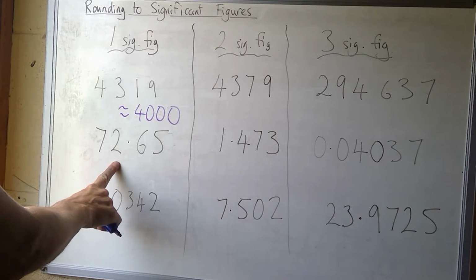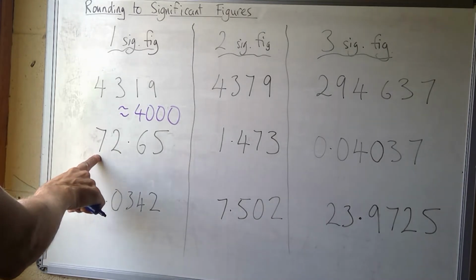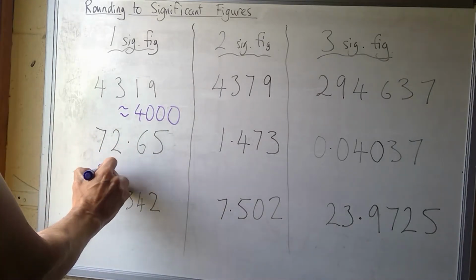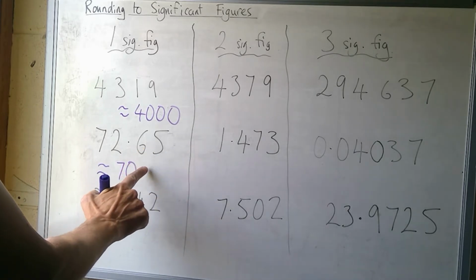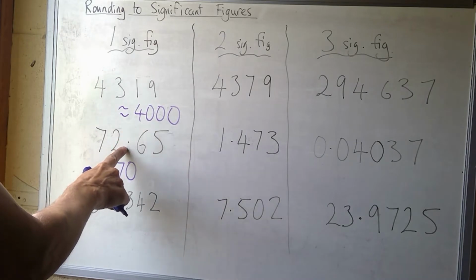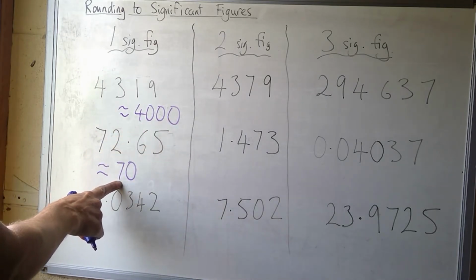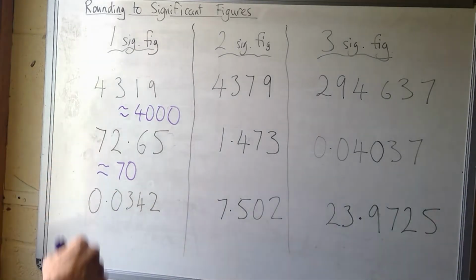So for this one, I'm rounding to one significant figure. So that's the number in the tens column. So it's like rounding to the nearest 10. So that is going to be 70. I don't have to put the numbers after the decimal point, but I do have to fill in the spaces to the left of the decimal point with zeros. Otherwise, this 7 no longer has the value of 70, which it must have. It must have the same place value.